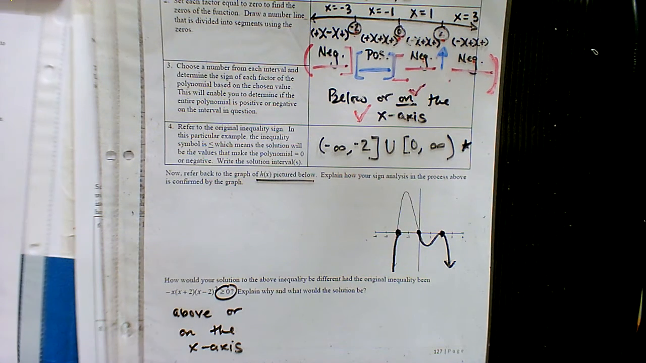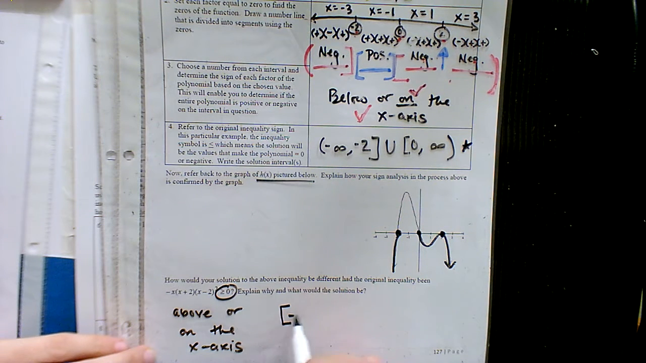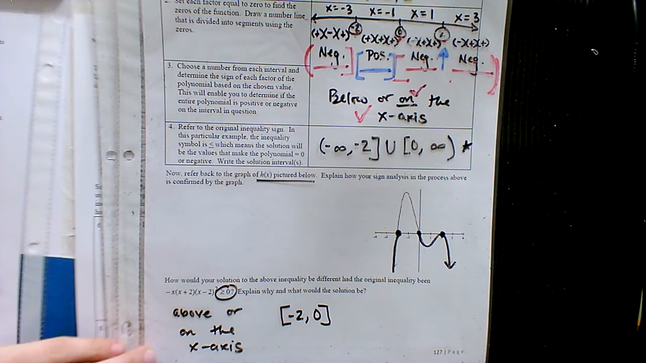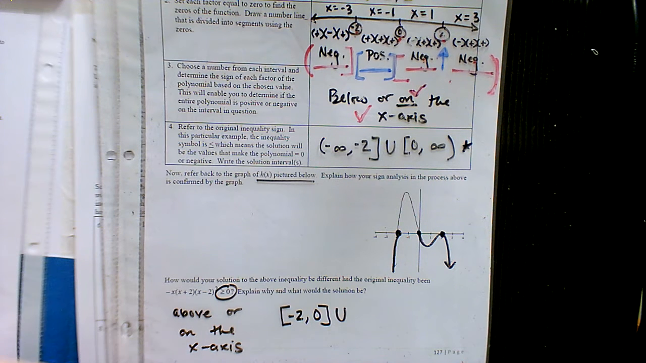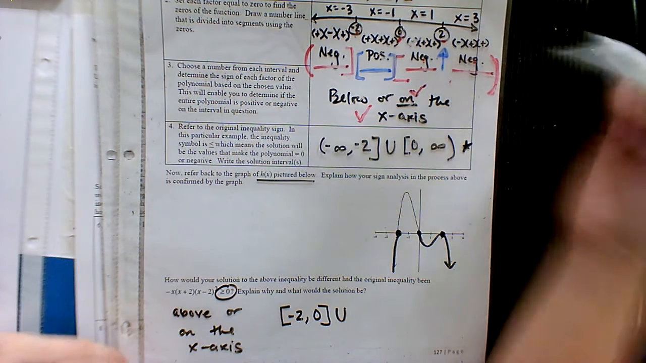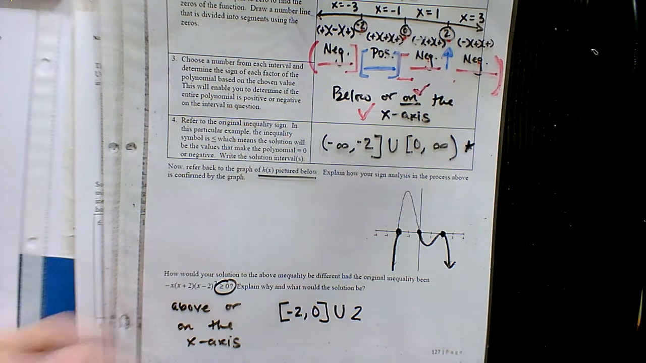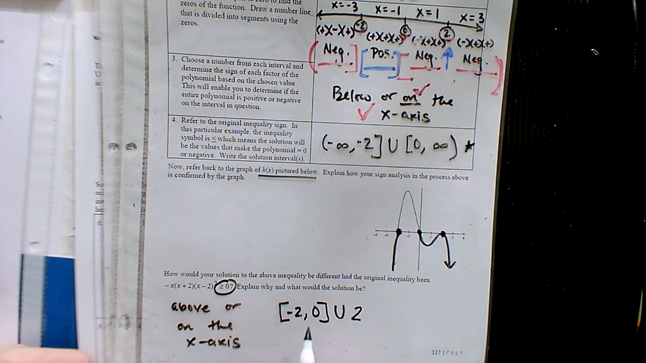So if we were to write this out, we'll have the interval -2 to 0 with brackets. But then we also have to show that we can include a specific point. So an interval is normally a beginning and ending location. A point is just one value. So we're just going to go ahead and write 2. This is just telling us that we are above or on the x-axis on this interval and at this point. Okay, that location. And if we look at the graph, I think it should make sense as well.